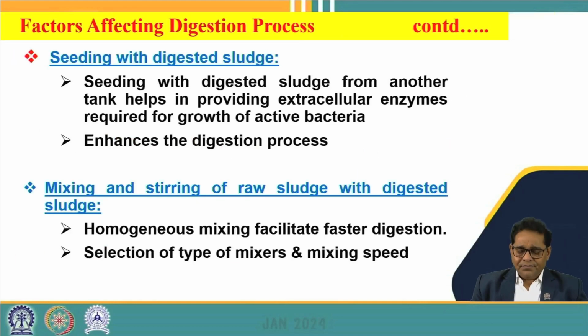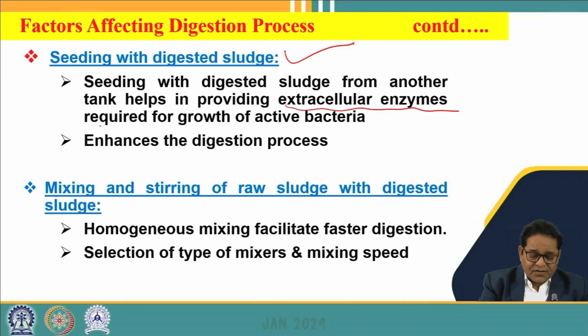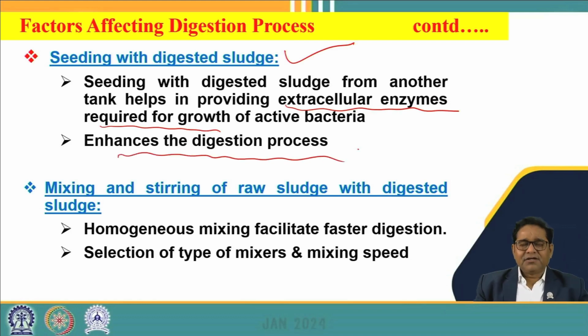Then we see another important factor that we discussed, that is seeding of sludge with the digested sludge. Basically, seeding of sludge with the digested sludge from other tanks helps in providing the extracellular enzymes which are required for the growth of bacteria, and in turn the rate of digestion is enhanced.